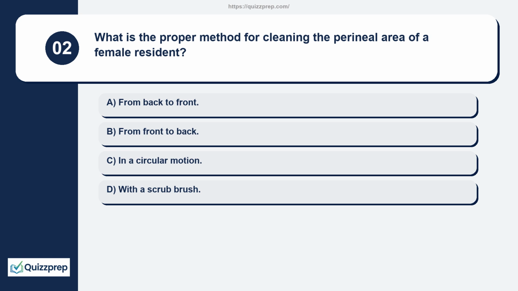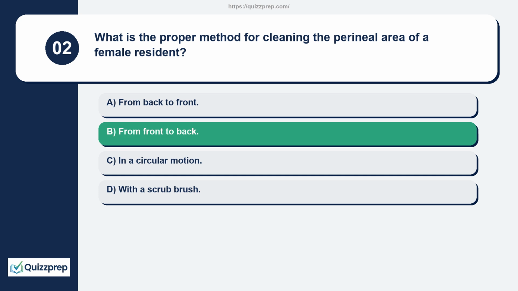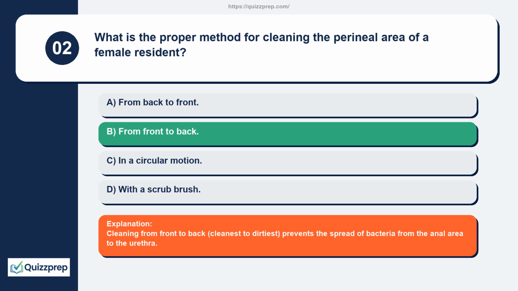Question 2. What is the proper method for cleaning the perineal area of a female resident? From back to front, from front to back, in a circular motion, with a scrub brush. Cleaning from front to back, cleanest to dirtiest, prevents the spread of bacteria from the anal area to the urethra.